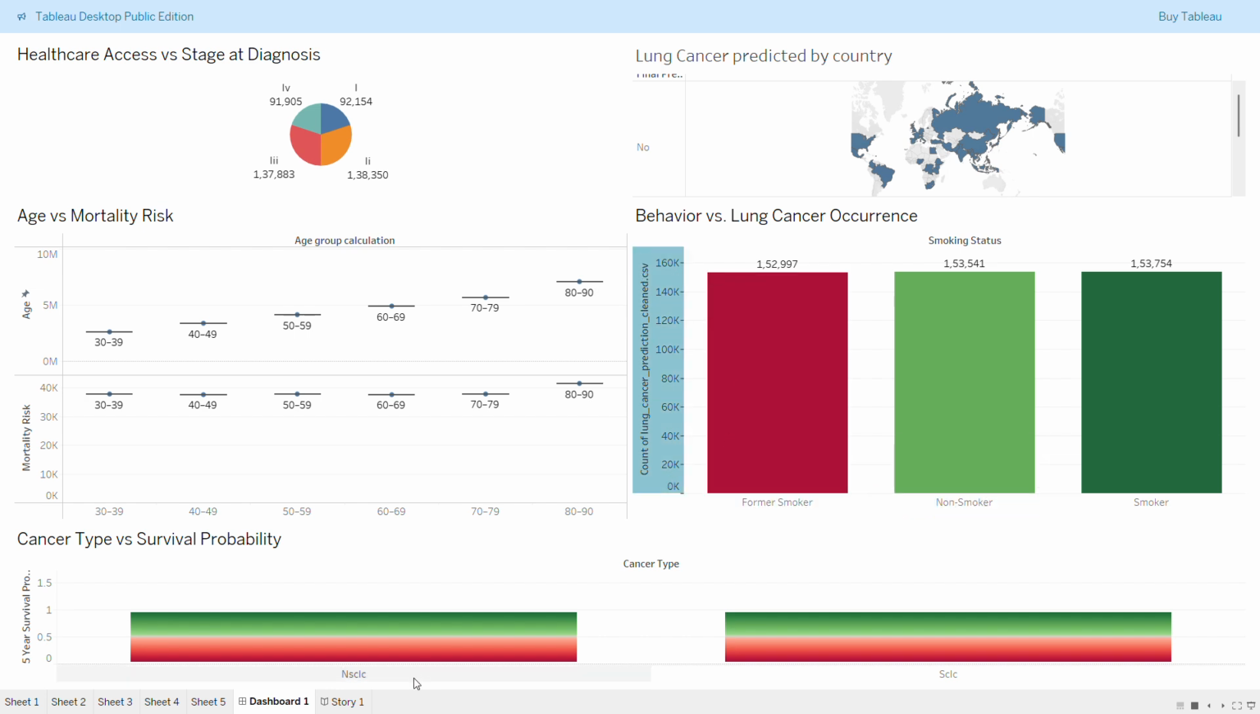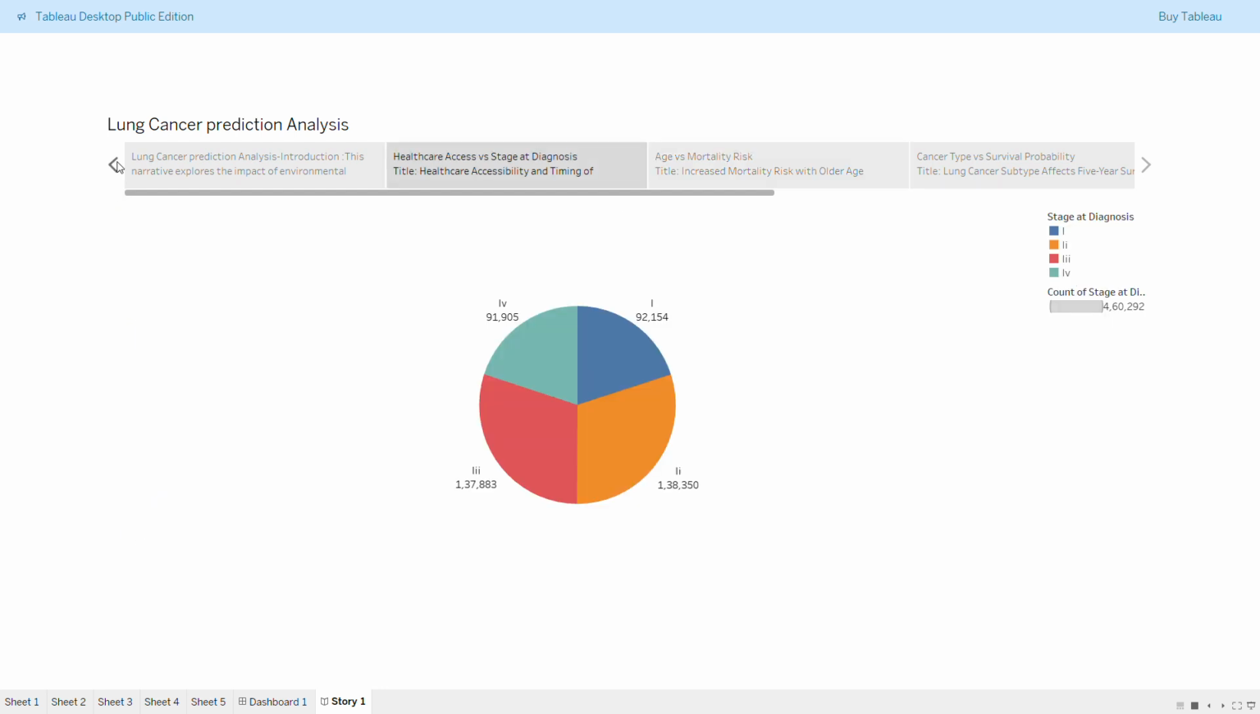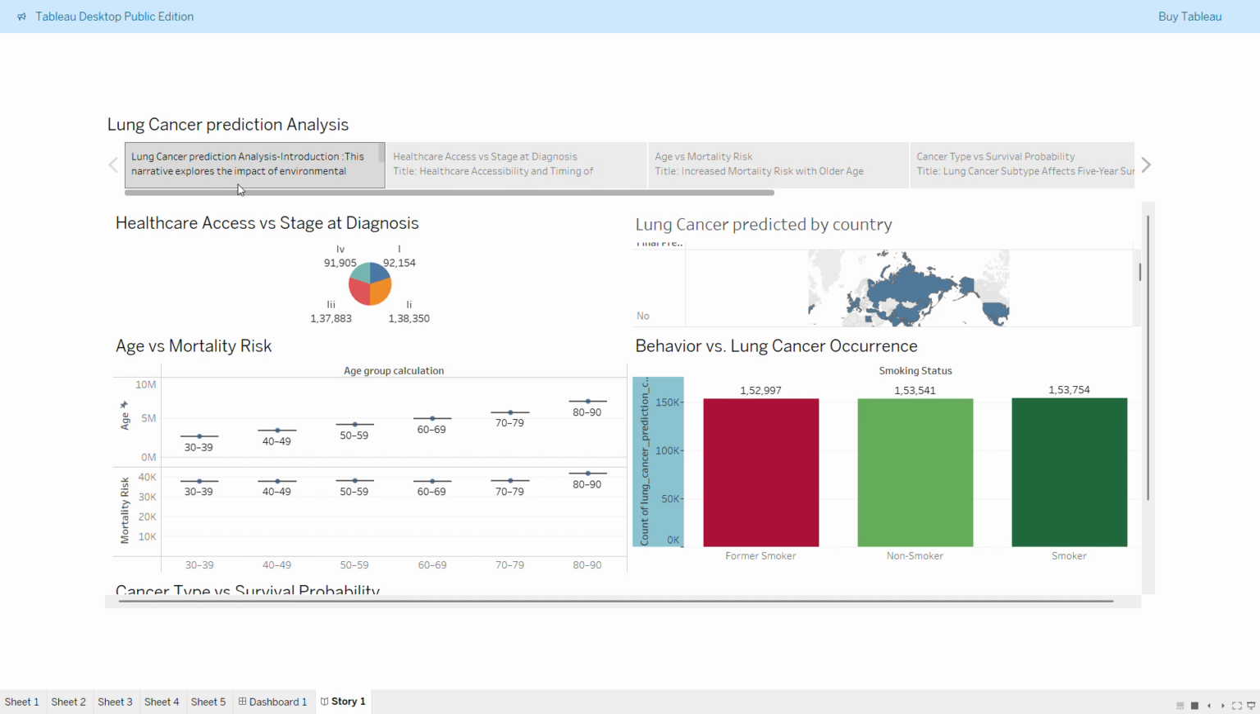So next, let's dive into my storyboard, the findings and patterns. Our findings from the dashboard and others show that smoking and air pollution are the top risk factors for lung cancer. Old age increases the mortality risk, and the lack of healthcare access leads to late diagnosis and worsens the outcomes. The implications are clear. We must improve healthcare access and reduce the environmental and behavioral risks.